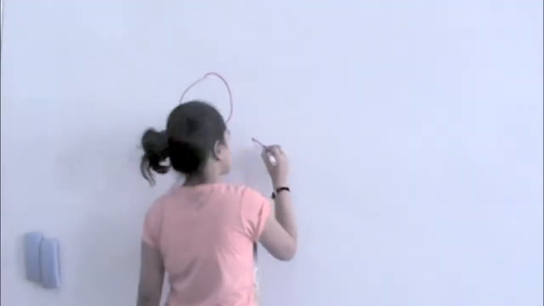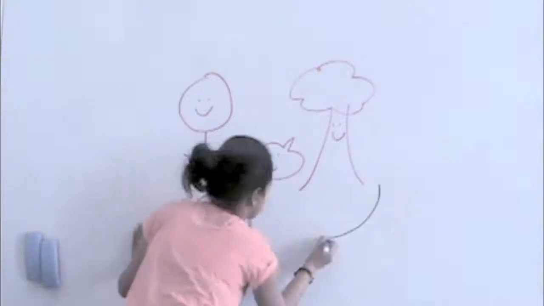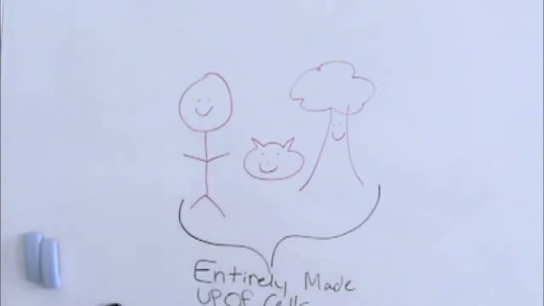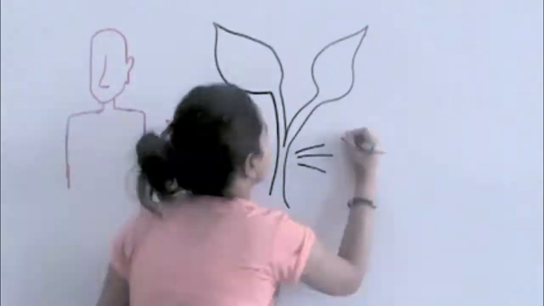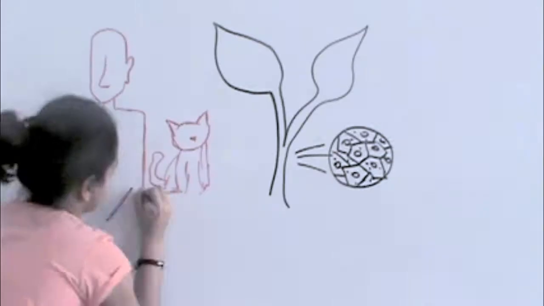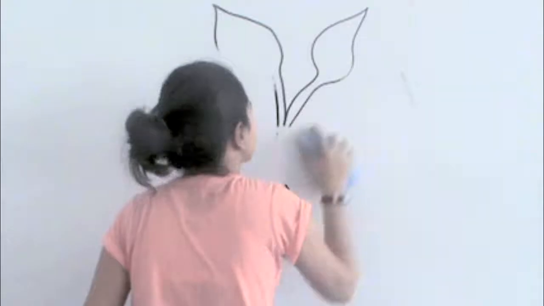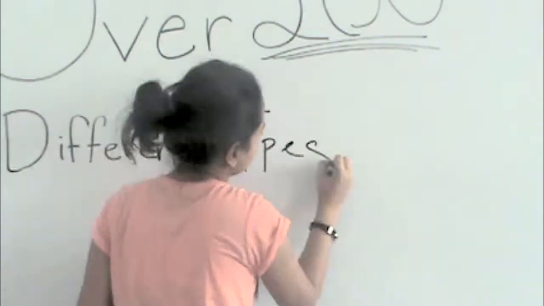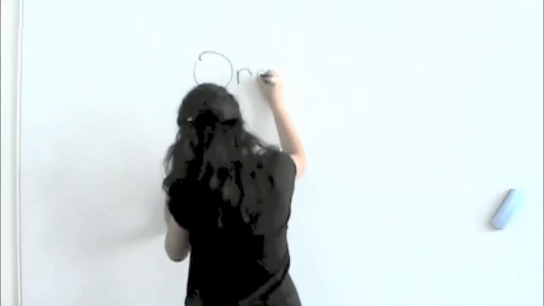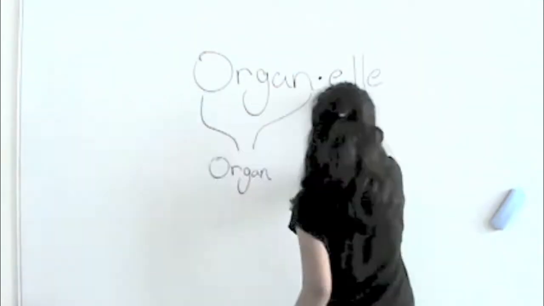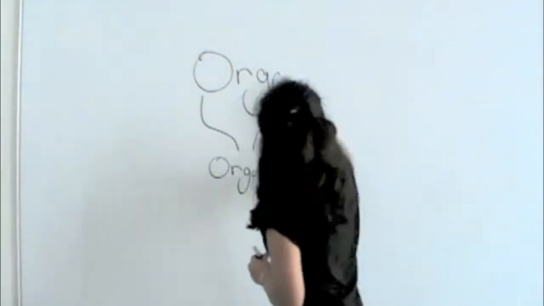Starting with the cell, the first thing that you have to know is that every single living thing on Earth is entirely made up of cells, including us. Second, human and animal cells are almost the same, while plant cells are a little more different, though they all have the same basic structure. Third, there are over 200 different types of cells in the human body alone, so they can be pretty diverse. Cells have organs just like us, except you call a cell's organ an organelle.